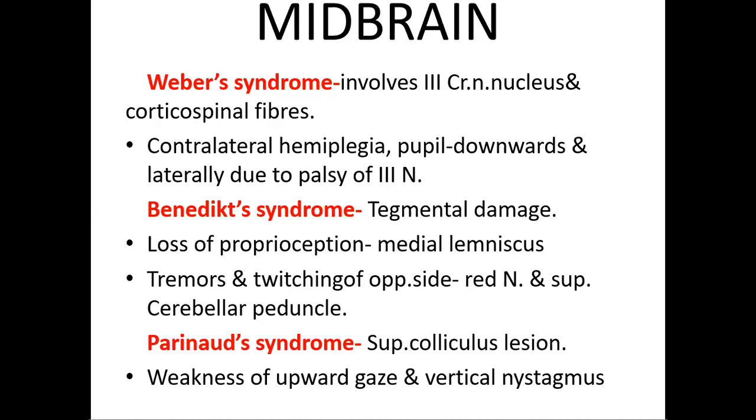Other than that, we have Weber syndrome. In Weber syndrome, there is involvement of the oculomotor nerve nucleus. The oculomotor nerve is our third cranial nerve. Because it is involved, it leads to contralateral hemiplegia, that is, opposite side paralysis is seen, and our pupils will be directed downwards and laterally. Pupils will be looking downwards, and they will also be seen on the sides because there is paralysis of the oculomotor nerve. So these are the three important syndromes that we list when we talk about the midbrain.